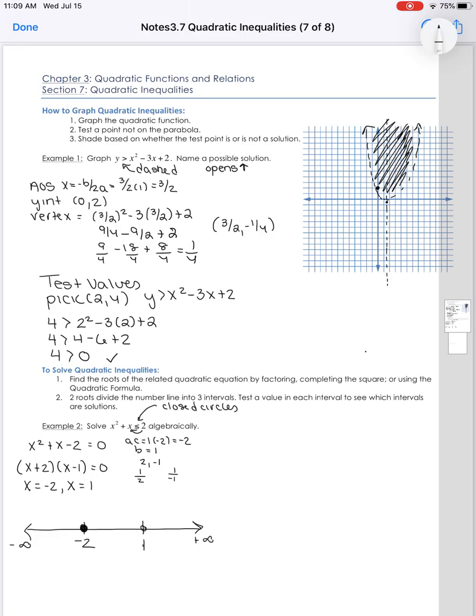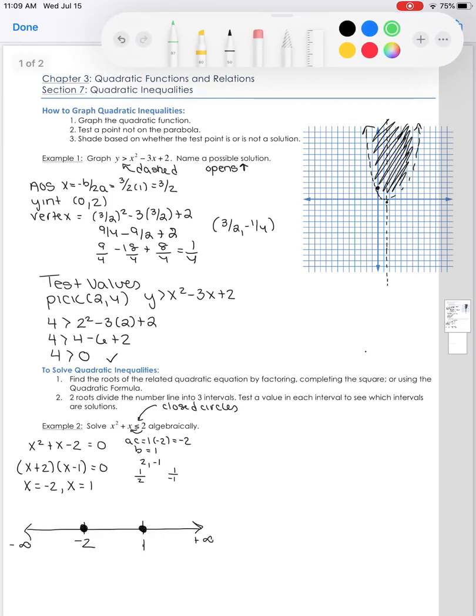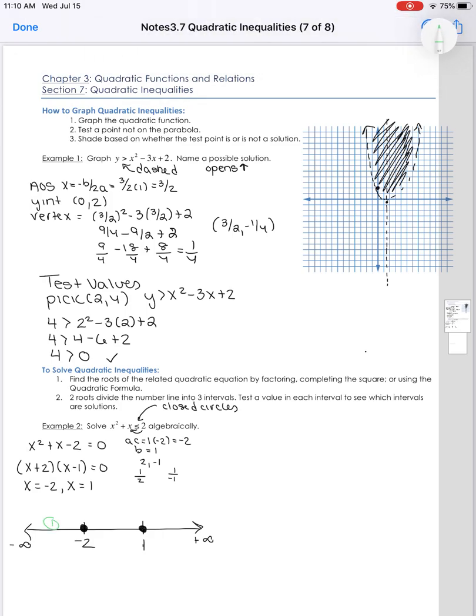So those 2 values will now go on my number line. Negative 2, positive 1. Keep in mind, you have negative infinity and positive infinity. It's equal to from the start, so I know I'm going to have closed circles. To determine where my arrows go, I've now broken this up into 3 regions: Region 1, Region 2, and Region 3.